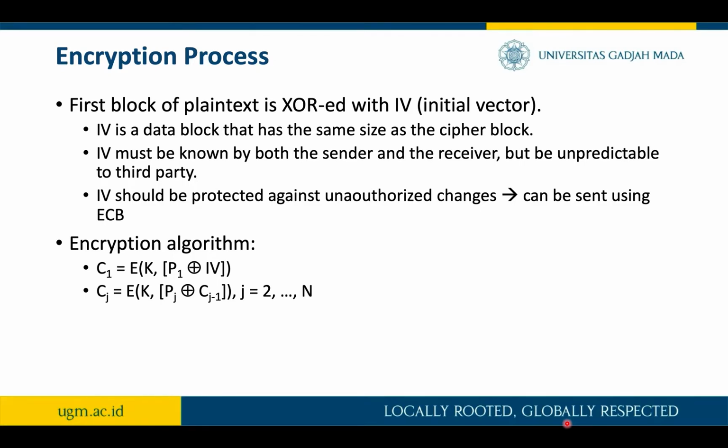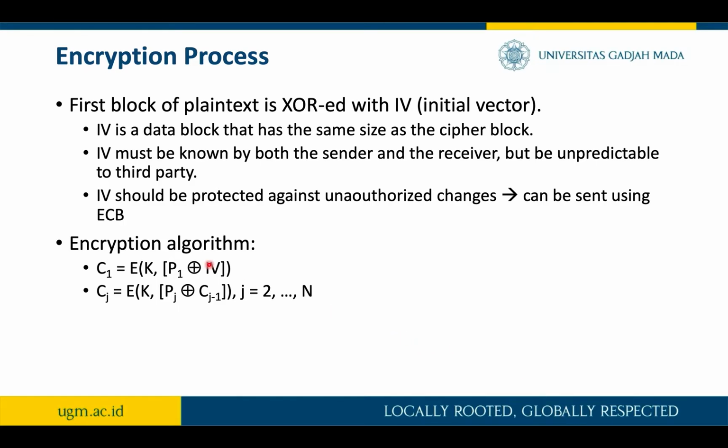So the transmission must be secure. The transmission of the IV between the sender and the receiver must be done in a secure way. One way to do that is to use the electronic codebook (ECB) mode of operation to encrypt the IV and then send it to the receiver.